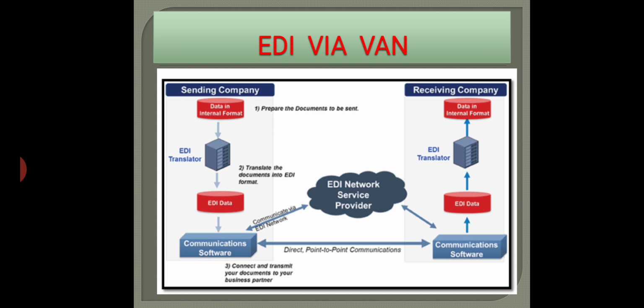So this is the diagrammatic representation of EDI via VAN. First, the sending company prepares a document which has to be sent, and it is sent to the translator that translates the document into the EDI format. Again it is sent to the communication software, which connects and transmits your documents to the business partner. Then it is connected to the EDI network provider, and from there it goes through point-to-point communications, and from there it passes the data through the EDI translator to the receiving company.